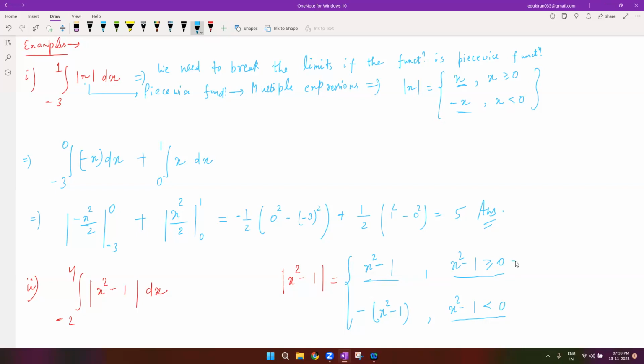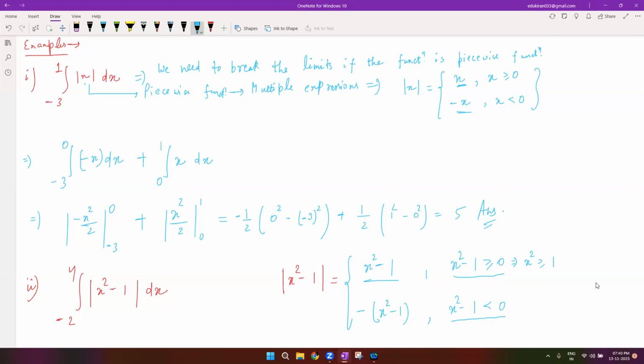Now, let's solve this. For what values of x would x square minus 1 be positive? When will x square be greater than or equal to 1? Either x will be greater than or equal to 1 or x is less than or equal to minus 1. When x is less than or equal to minus 1, the square will be greater.